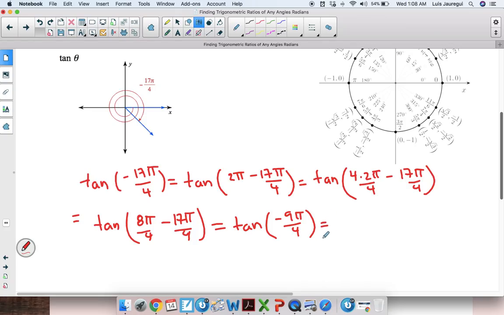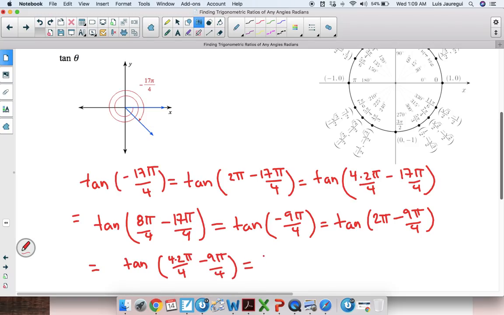So we're going to find another angle that happens to be coterminal here. So we are going to say that this is the same as tangent of 2 pi minus 9 pi over 4. Now looking for the same denominator, this is the same as tangent of 4 times 2 pi over 4 minus 9 pi over 4. So that gives you tangent of 8 pi over 4 minus 9 pi over 4, which happens to be tangent of negative pi over 4.